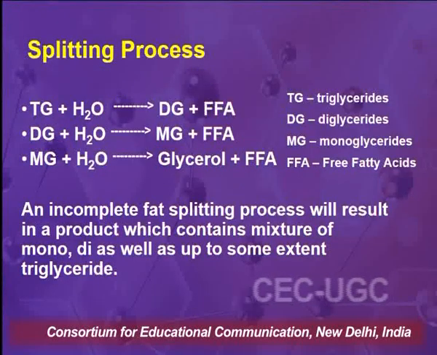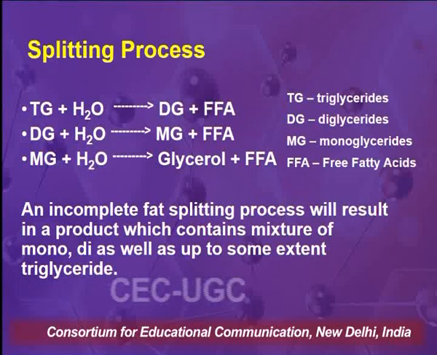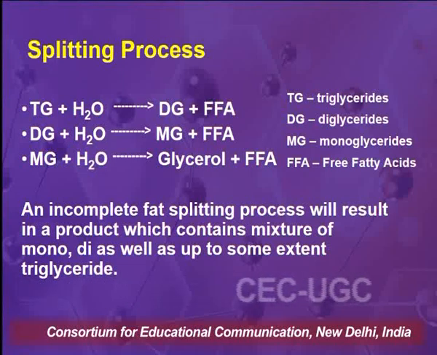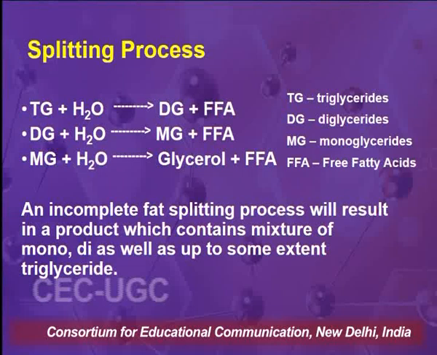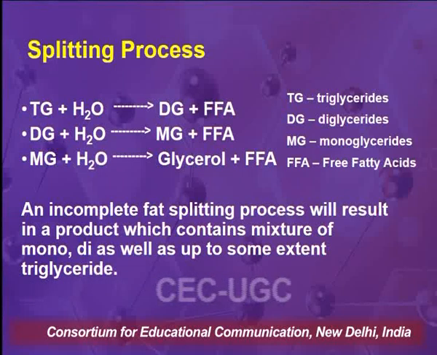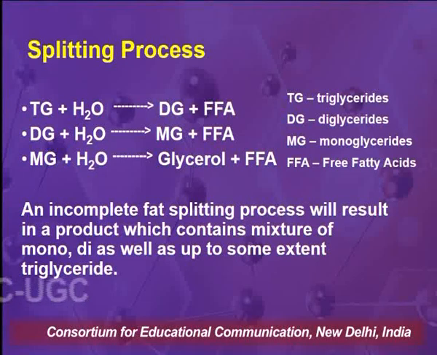Here we can show the splitting process. TG on hydrolysis gives DG, that is diglyceride, plus free fatty acid, then diglyceride changes into monoglyceride plus free fatty acid, and then finally glycerol plus free fatty acid. An incomplete fat splitting process will result in a product which contains a mixture of mono, di as well as, to some extent, triglyceride.